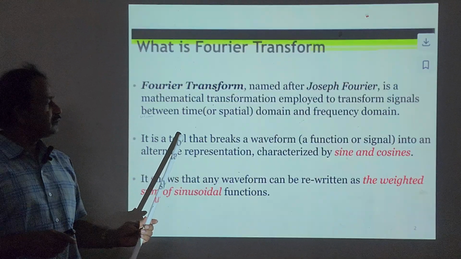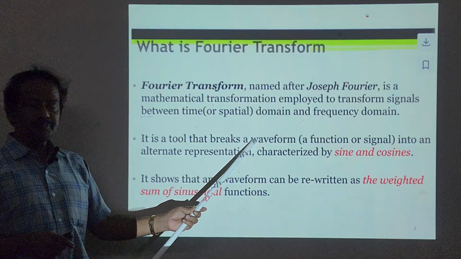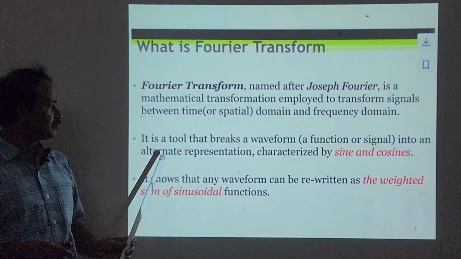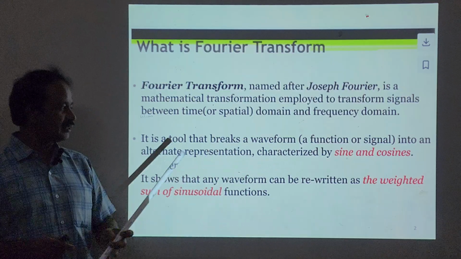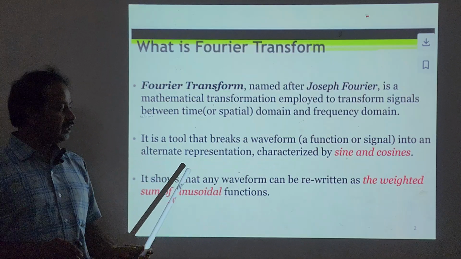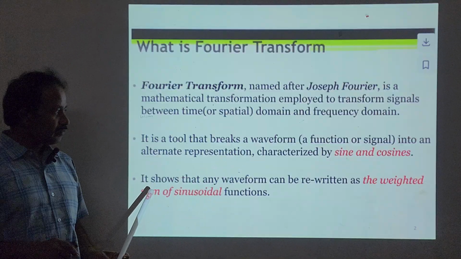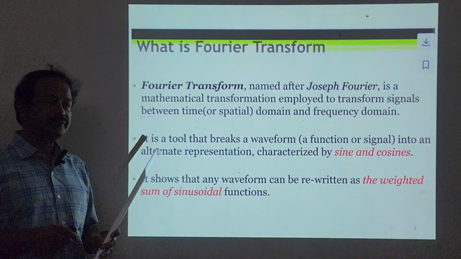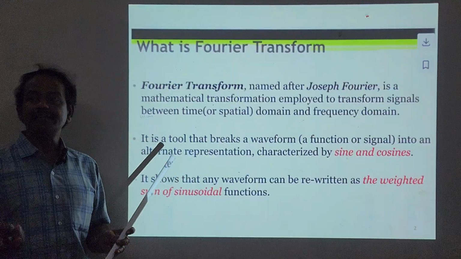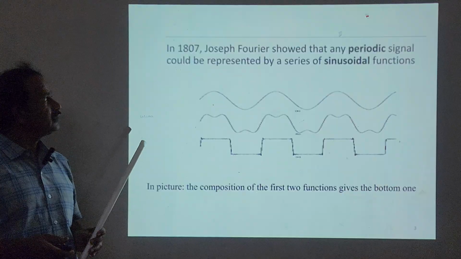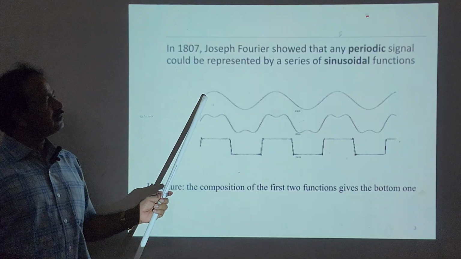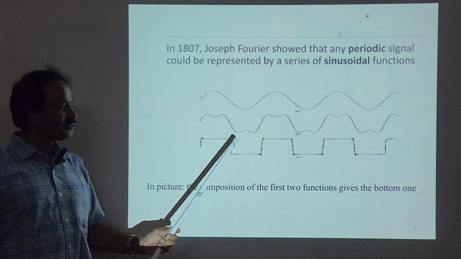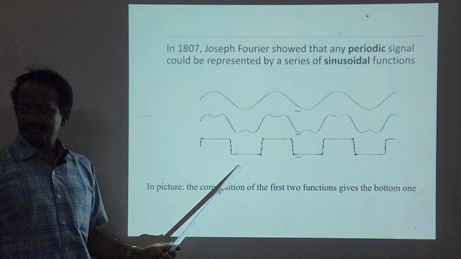So it is a tool that breaks a waveform into many sine and cosine terms, an alternative representation characterized by sine and cosine terms. It shows that any waveform can be rewritten as a weighted sum of sinusoidal functions. So any waveform we can write in terms of sine terms. For example, this is a sinusoidal wave, this is another sinusoidal wave. If you combine these two, you will get exactly a square type.